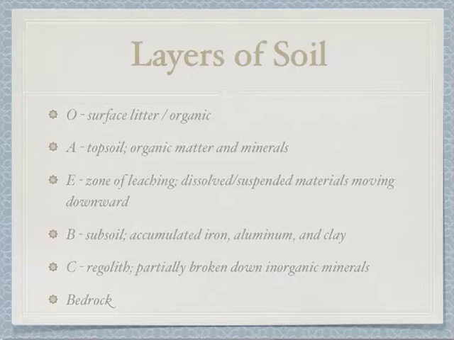The E horizon is also referred to as the zone of leaching. This is where dissolved and suspended materials move downward through to the B horizon, which is the subsoil. The E horizon is basically a mixture of A and B, with all of the materials moving downward towards B. B is where we accumulate our iron, aluminum, and clay.